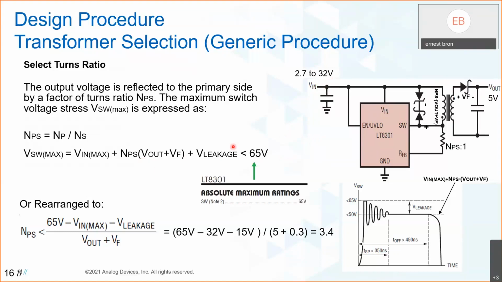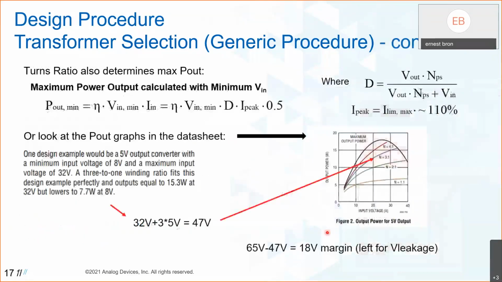In reality, I need to take into account the VF. And then you also need to take into account the leakage inductance of this, which will cause all kinds of ringing and spikes, which are going to be potentially a problem, which is also the reason why you always have this snubber here. But anyway, the equations will get you a certain winding ratio that you can tolerate to not exceed this 65 volts, 3.4 here, right? So you would use a ratio of about 3. So that's step 1. Select the turn ratio.